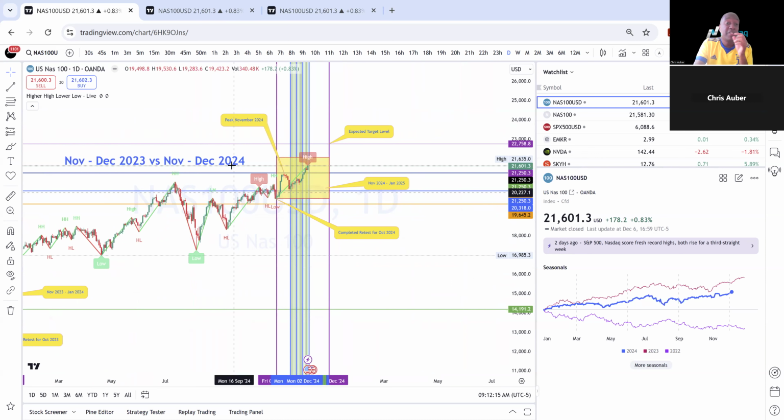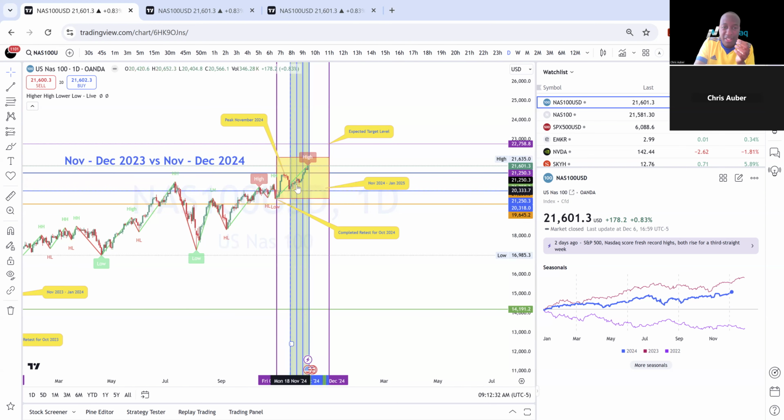Look at what's happening for this year. Here we go. This is the last day of October, which is this red candle right here. The market made a low. Notice what it has been doing since. It has been making higher lows, higher highs since.